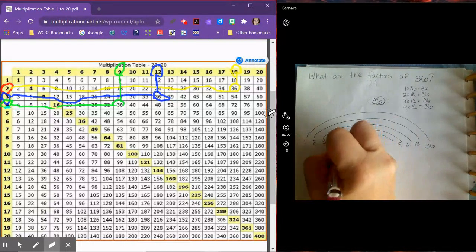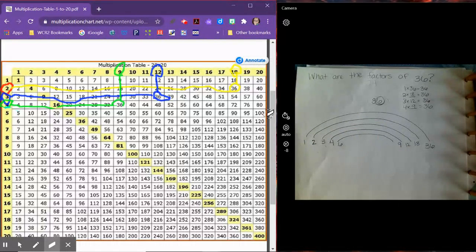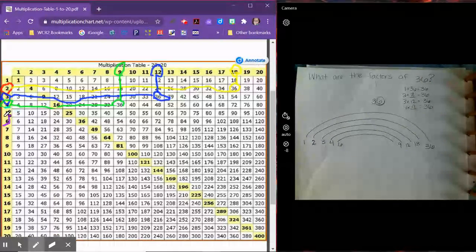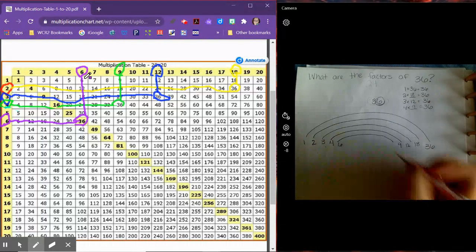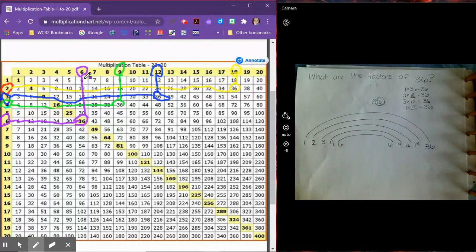So I'm going to skip 5 and go to 6. All right, so now I'm going to go to my 6. Some of you are, again, probably thinking, I know, and that's awesome. But I'm going to show you anyway. So we're going to go to 6, and then we're going to go across. Stay in that row until we get to 36. Boom, right there. And I'm going to go straight up. And I know that 6 times 6 is 36.